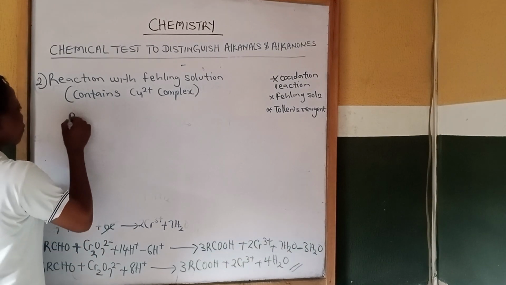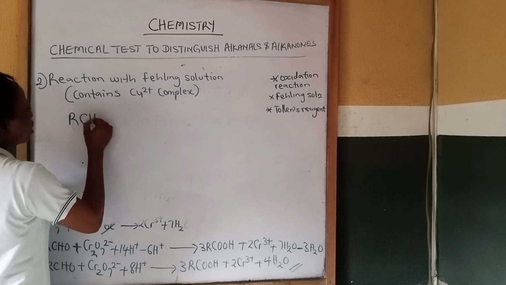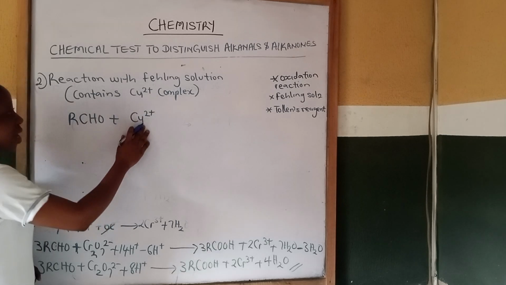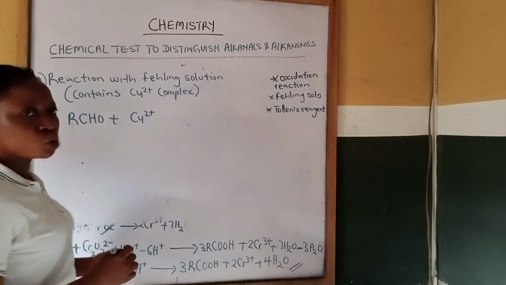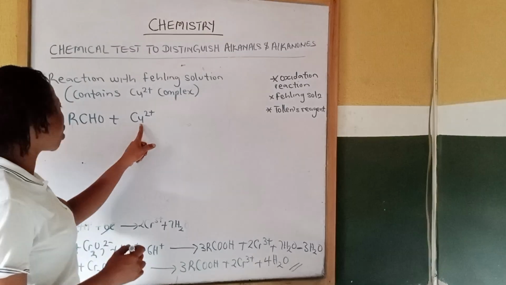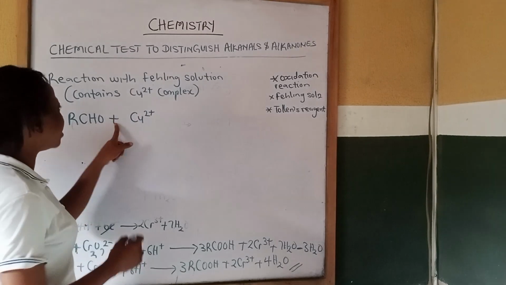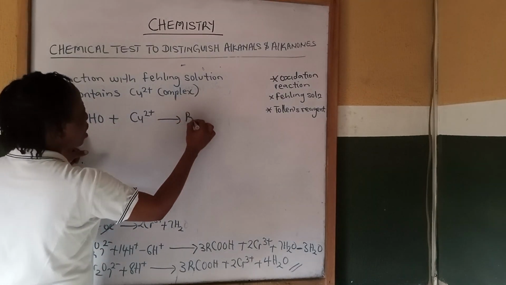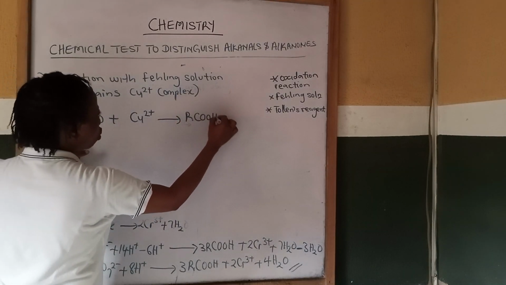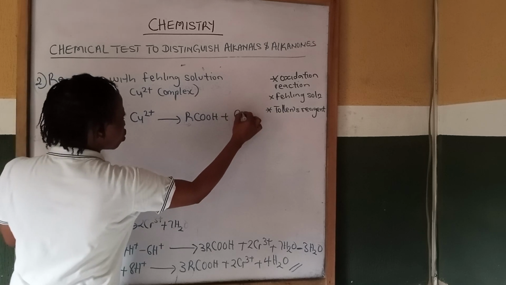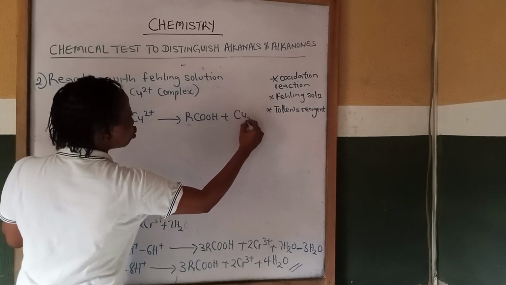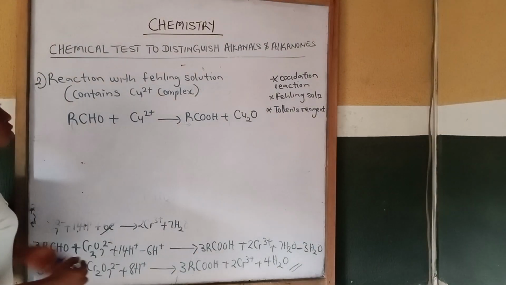So the chemical reaction for that is RCHO plus copper complex. Then the copper complex is gotten from copper 2 tetraoxosulfate 6. So the copper complex will serve as an oxidizing agent that will add oxygen to your alkanal to give you RCOOH plus what? Plus copper 1 oxide. So it will be reduced to copper 1 oxide.